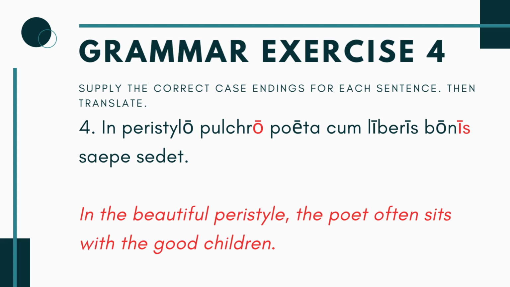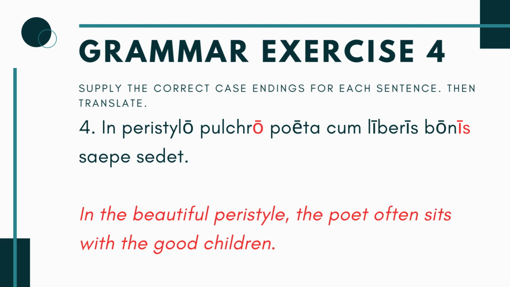In number 4, you have in peristylo pulchro, poeta cum liberis bonis saepe sedet. So in peristylo pulchro is describing the peristylo, right? It's the O ending, right, in the beautiful peristyle. Now, peristyle is peristylum. It's a neuter word. So this is neuter ablative singular, right? And if you think of the endings, it goes e, o, right? So the long O is basically matching here. But again, case, number, gender, just match it up and you'll be on the right track.